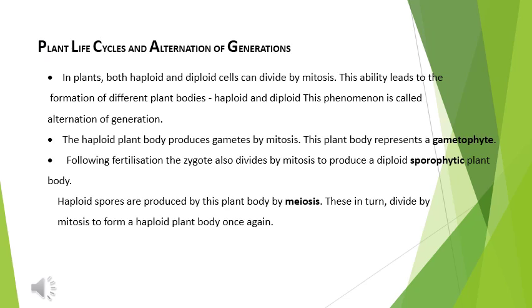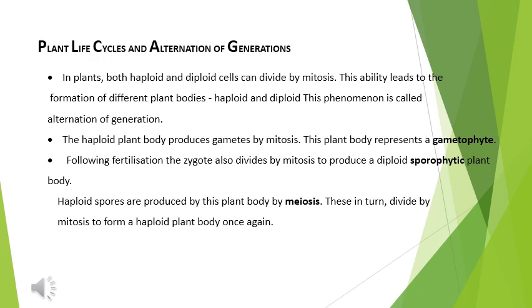Now let's study alteration of generation in the plant life cycle. In the plants we have studied so far, we have repeatedly used two words, that is gametophyte and sporophyte. These are the two stages that are present in a plant. In plants, haploid and diploid cells both are present. Both haploid and diploid cells can divide by the mitosis process. This ability leads to the formation of different plant bodies, haploid and diploid, and alteration of generation.